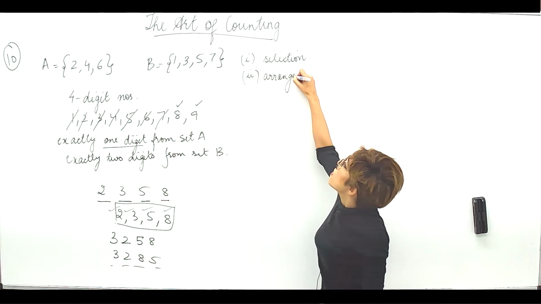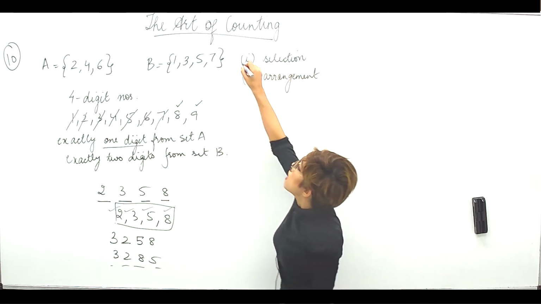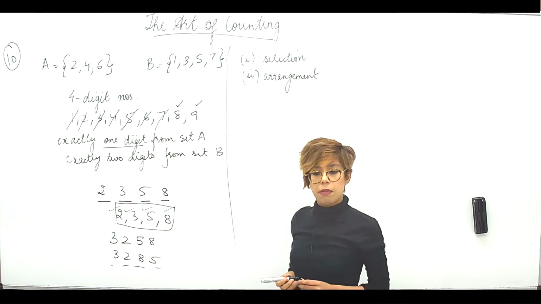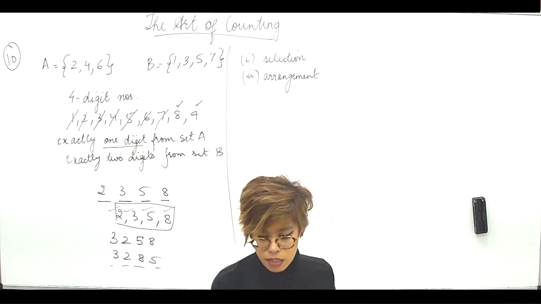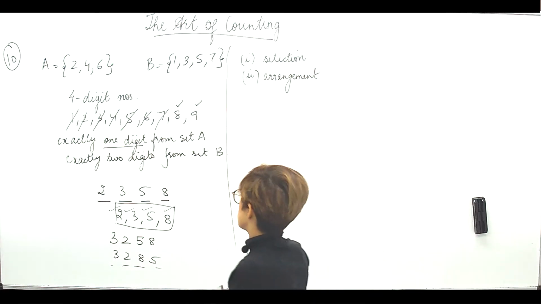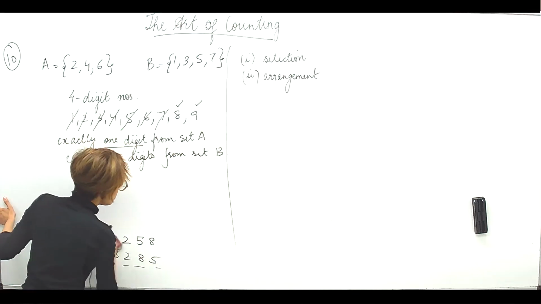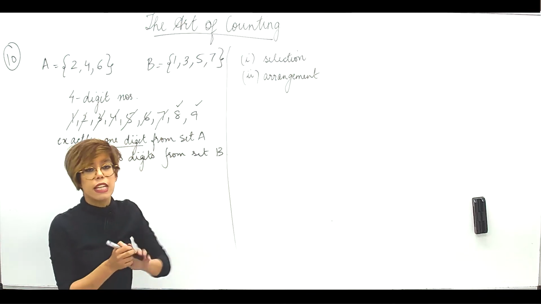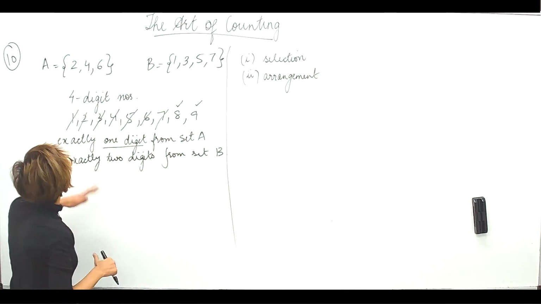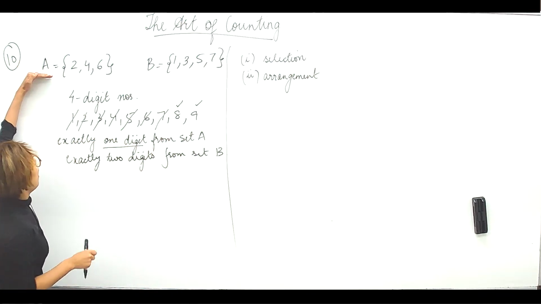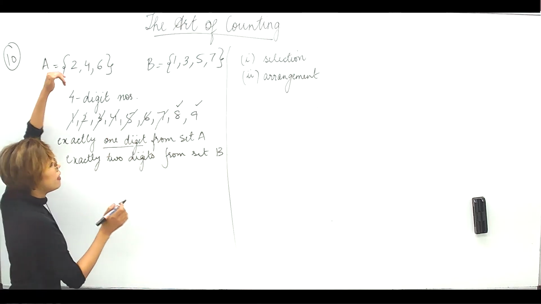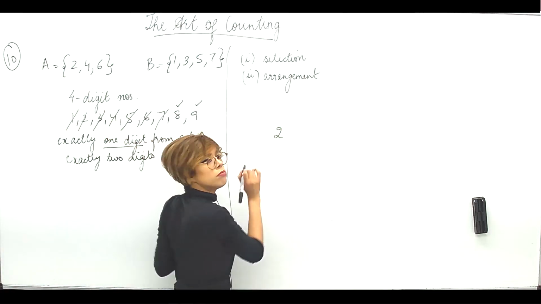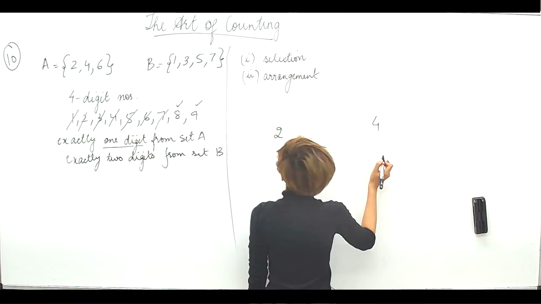Right? So you understand how we are going to proceed here? That's absolutely easy. Basic common sense. Now let's proceed. First, we are interested in selecting the digits. Select them and then we can arrange them, not a big deal. Now selecting. Set A, exactly 1 digit. So either I can have 2, or I can have 4, or I can have 6.